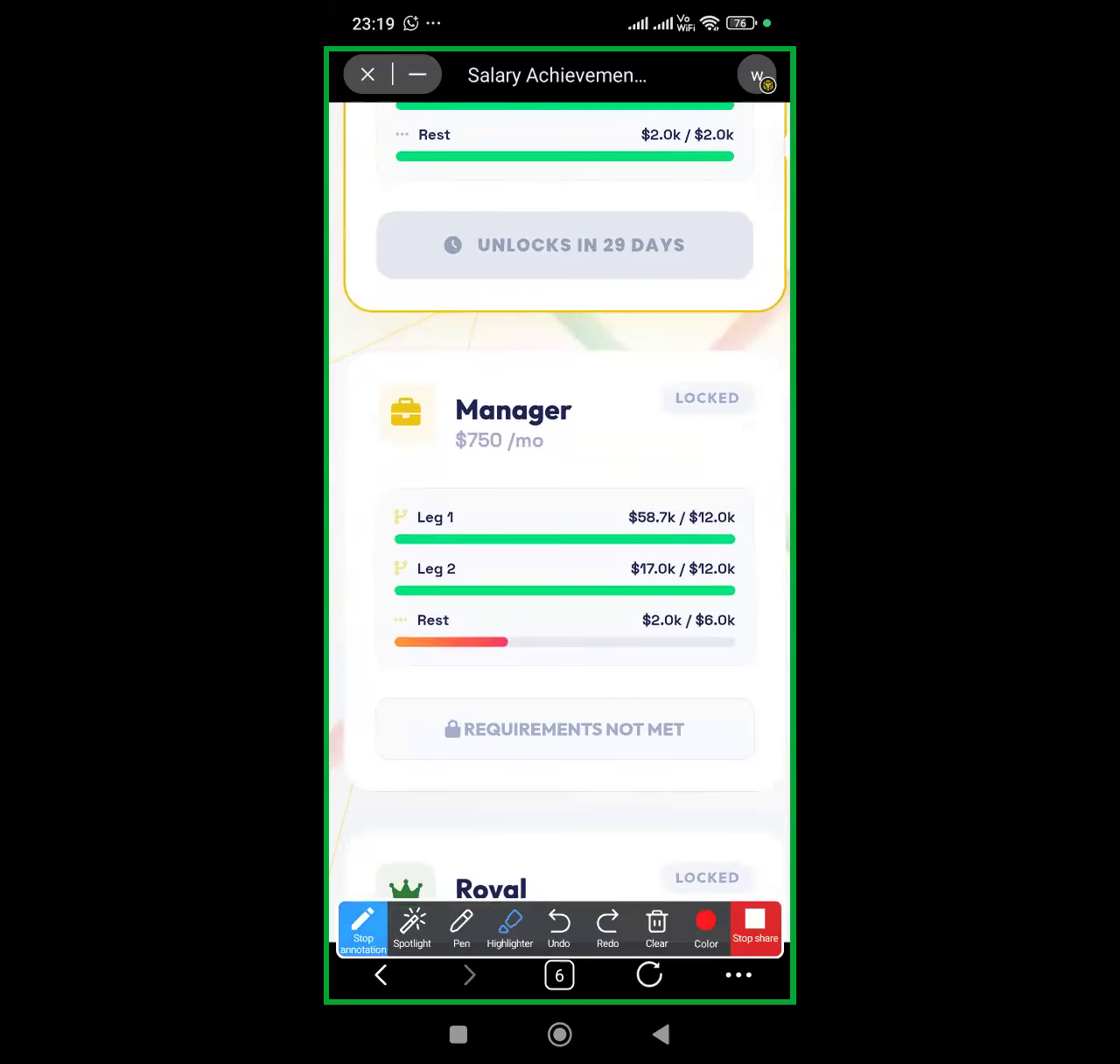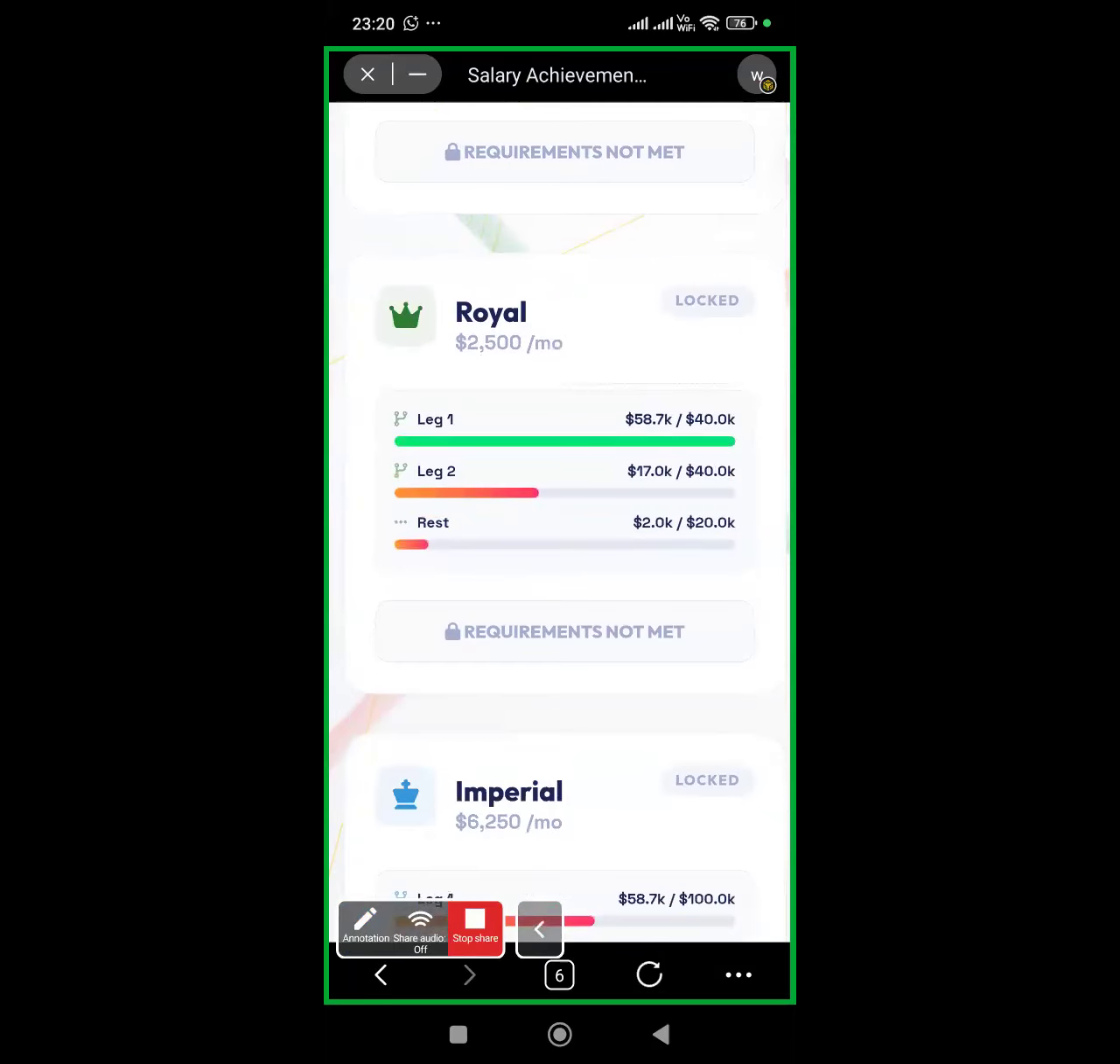So if you see here, this is the third salary. I qualify this. No, this is the remaining third leg that I will achieve. So I will start getting a $750 salary. Up to a $1 million salary you can make. You can see here the volume is counted. It's not flush. The old volume is also counted.